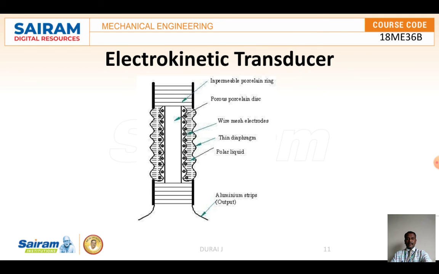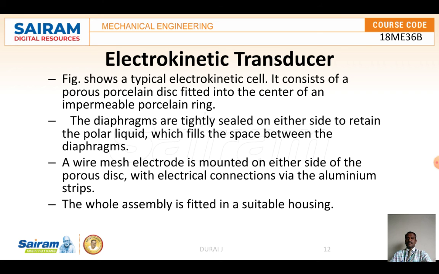So for the electrokinetic transducer, there is an impermeable porcelain ring, then a porous porcelain disc and wire mesh electrodes kept over here, and a thin diaphragm. People already know the diaphragm shape is like this, and the polar liquid is placed between the electrode as well as the diaphragm. Okay, then aluminum springs give the output over here.